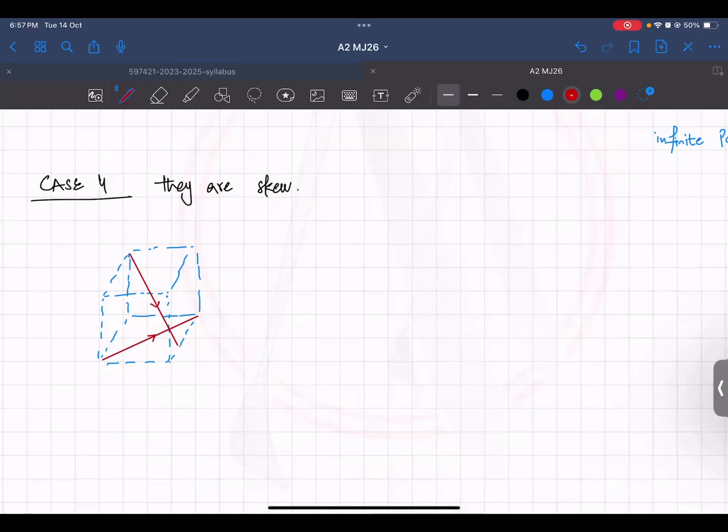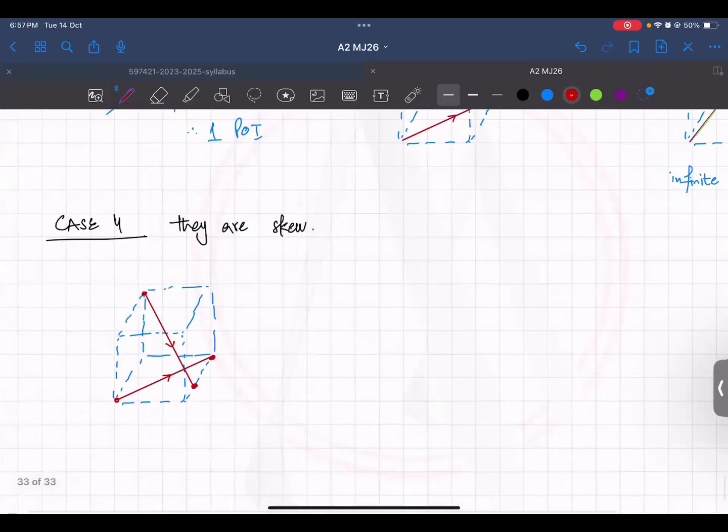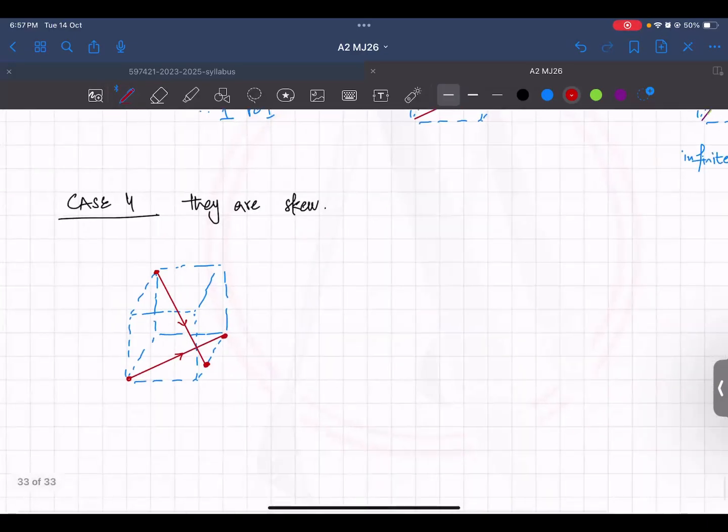So this is on the floor. This is the corner, and this is the corner. Okay, and this is the corner. So you can see the two lines. They will not intersect, and they are not parallel as well. Both have different planes of movement, so they are not intersecting. No intersection, and not parallel as well. So these kinds of two lines are called skew lines.